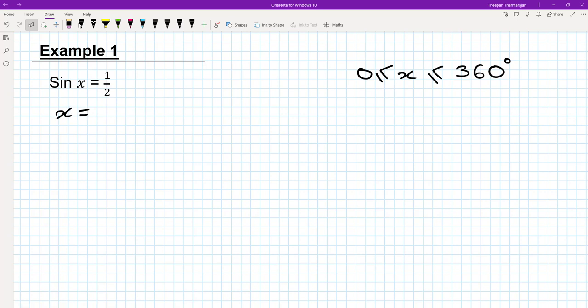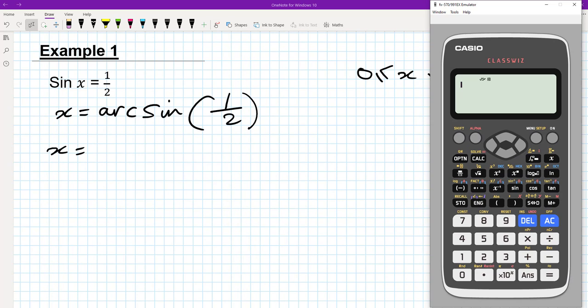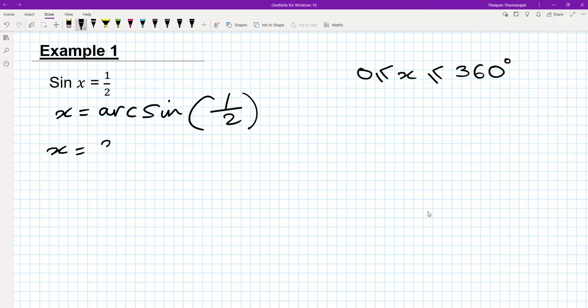Now the inverse of sine at A level, we call it arc sine. So it's arc sine of a half. At GCSE, you would have called this sine inverse. It just means the inverse sine function. So we can just get our calculator, making sure we're in degrees mode with a little d there. Press shift and sine, and I can type in a half. It's 30 degrees.